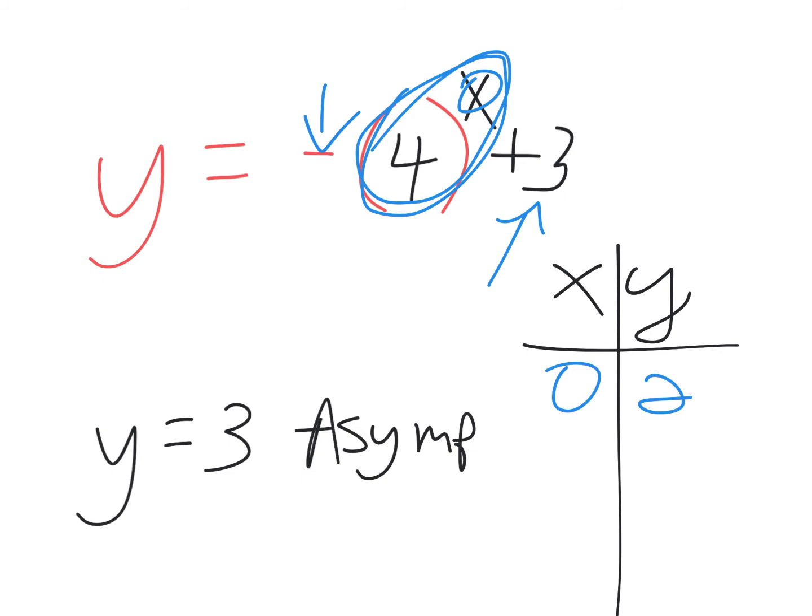Pick another thing to put in there. Quinn. All right, we'll put in a 1. 1 goes there. 4 to the 1 is 4. Then you make it negative. -4. -4 plus 3. -1. All right. So let's move on to the next page.